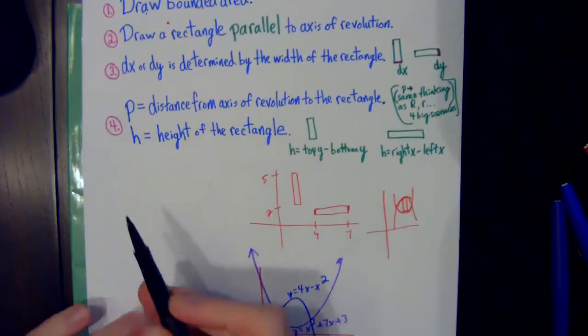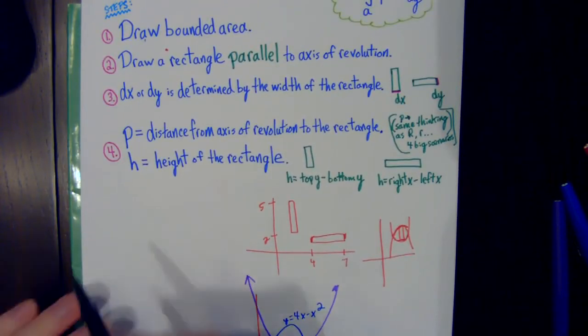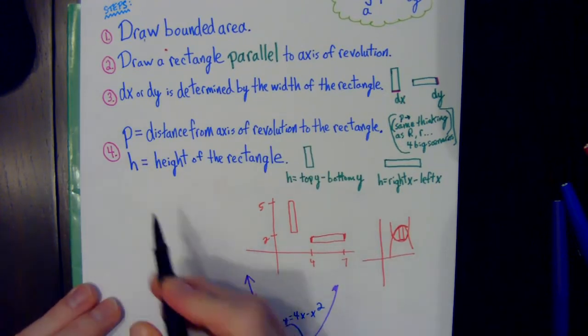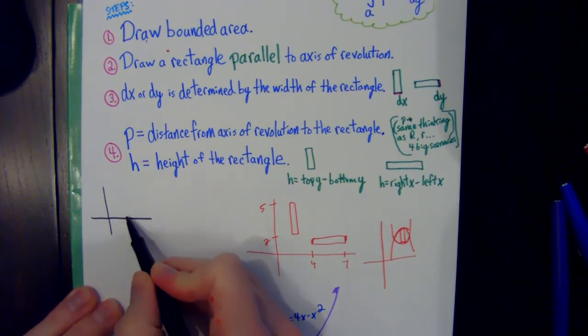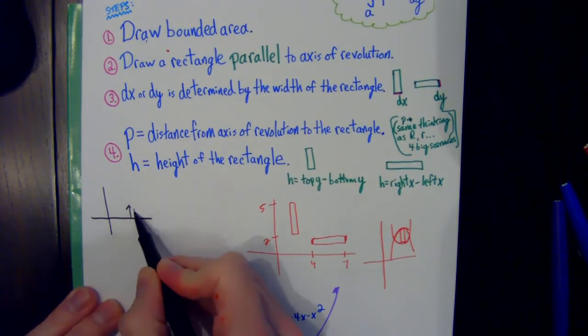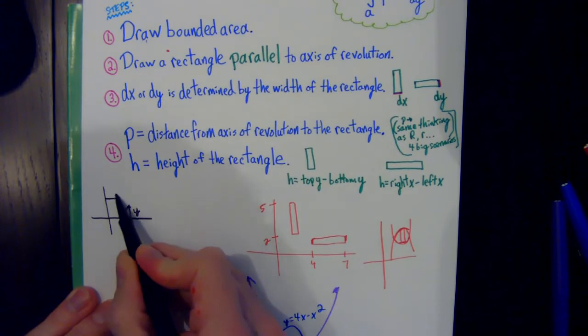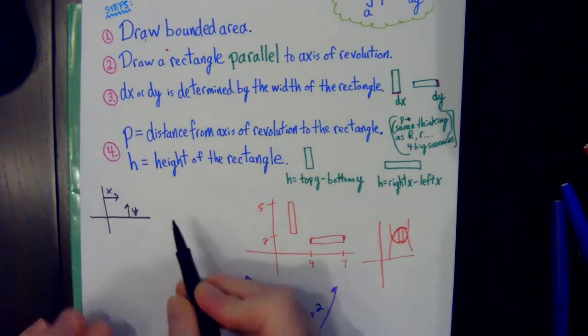So let's review those 4 big scenarios. Remember our 4 big scenarios that you're going to use this thinking on, the capital R to little r and to obtain the p value. Anytime you're measuring the distance from an x-axis up, that's your y variable. From the y-axis over, that's your x variable.